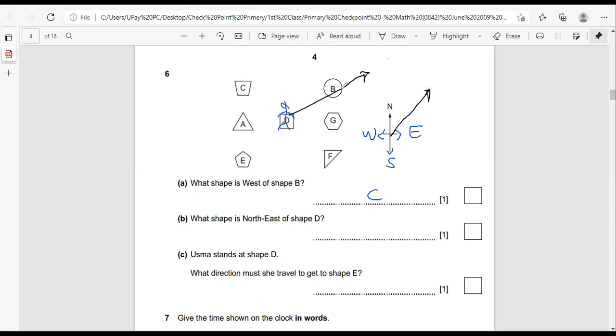So that means this way. So the answer is E. So moving on to the last one.